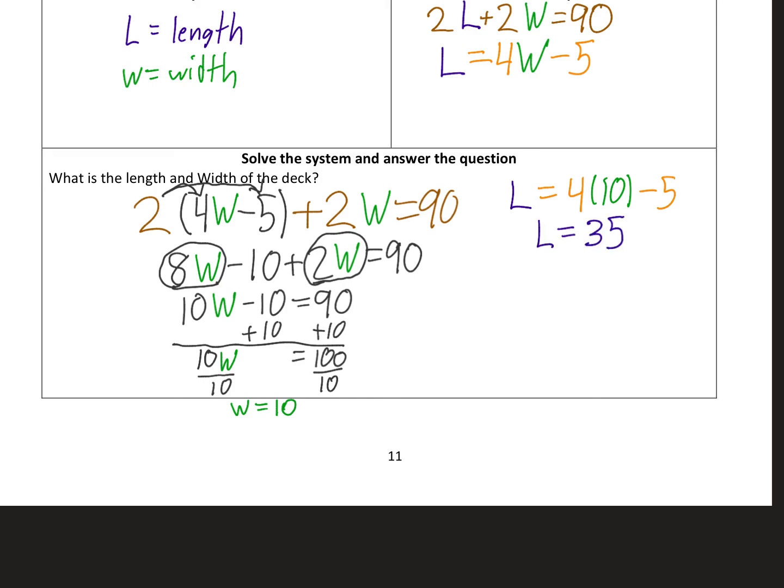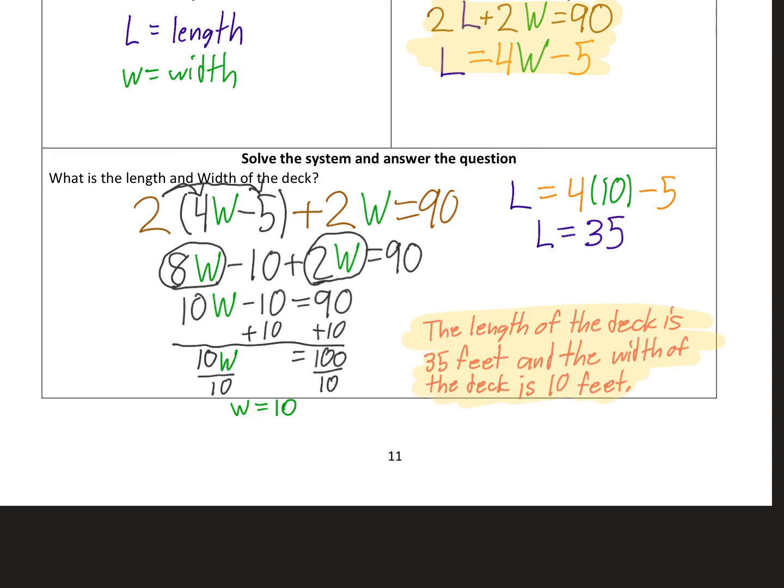The answer to the first question, which system of equations can be used to determine the dimensions in feet of the wooden deck, is answered in the 4th box. Write the equations. We can then answer the final question, what is the length and width of the deck, with a sentence. The length of the deck is 35 feet and the width of the deck is 10 feet.